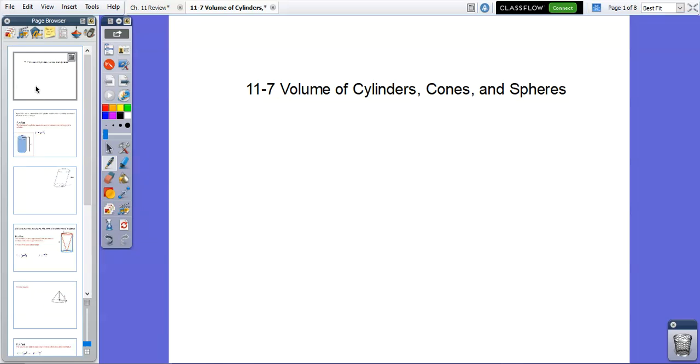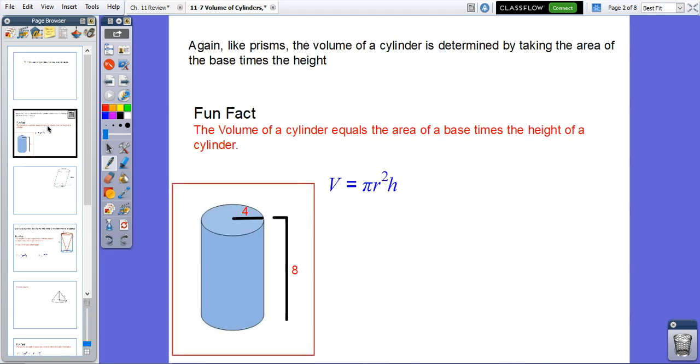Today we're talking about volumes of cylinders, cones, and spheres. Let's talk about our cylinders first. Very similar to prisms, it has two bases and a lateral side. But what makes them different is, unlike prisms, these sides are rounded. The edges are rounded here.